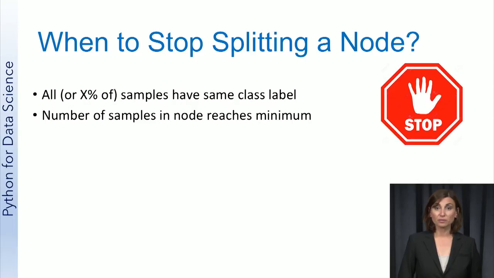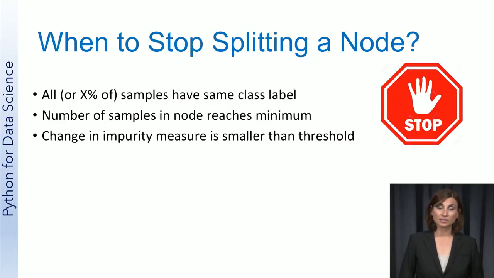The algorithm can stop expanding a node when the number of samples in the node falls below a certain minimum value. At this point, the number of samples is too small to make much difference in the classification results with further splitting. The induction algorithm can also stop expanding a node when the improvement in impurity measure is too small to make much of a difference in classification results.